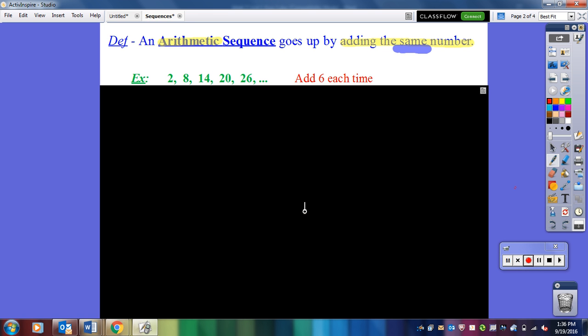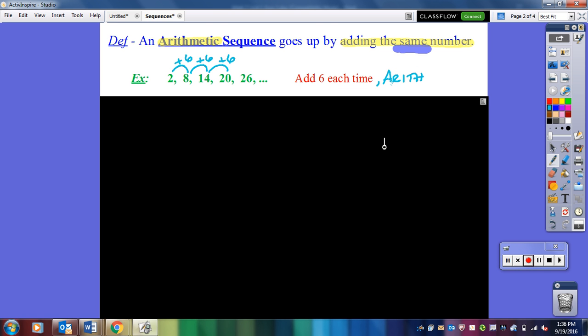Here's an example of an arithmetic sequence. This arithmetic sequence, from here to here, goes up by 6. From here to here goes up by 6. From here to here goes up by 6. Does everyone agree that this sequence is going up by 6 each time? Yes. So if I were doing this problem, this is what you might see on your upcoming summatives, it would be add 6 each time. It would therefore be an arithmetic sequence. You would need to mention that, an arithmetic sequence.